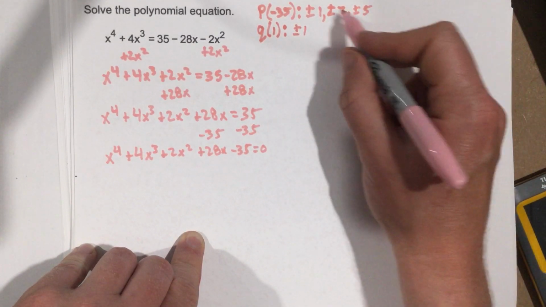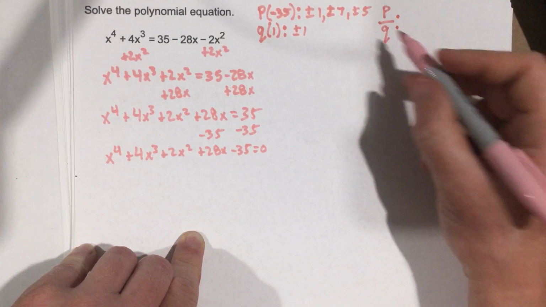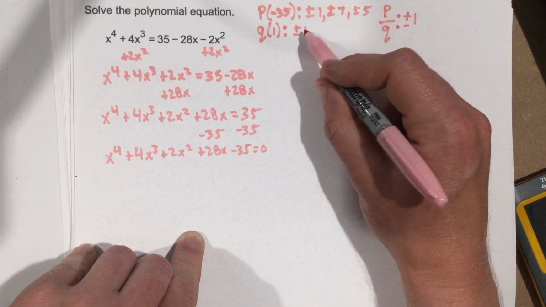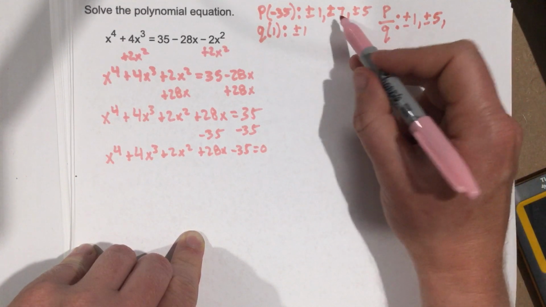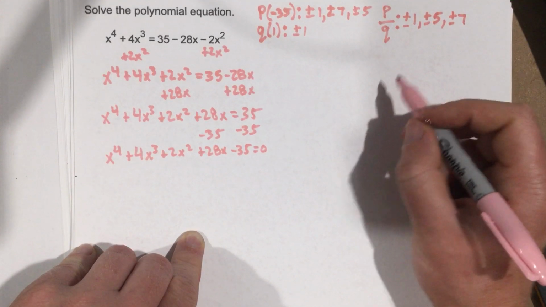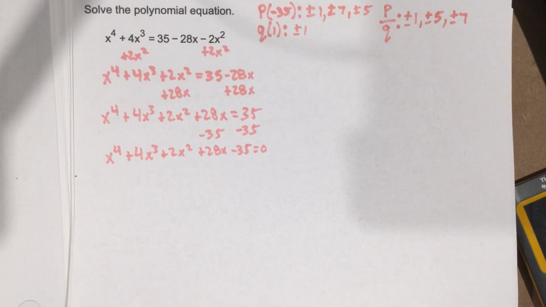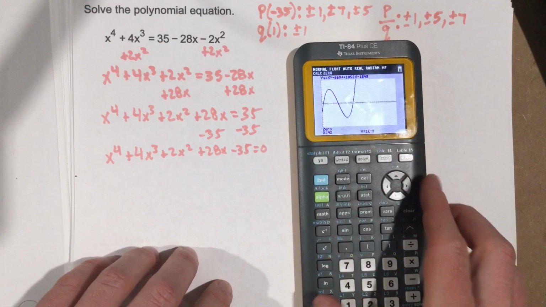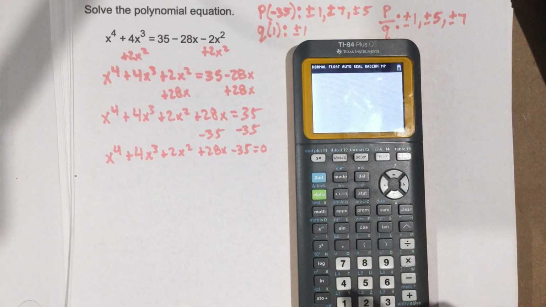So then we need to figure out all the different combinations of P over Q. So P over Q, well, that's going to be obviously 1 over 1, which is plus and minus 1. 5 over 1, which is plus and minus 5. And 7 over 1, which is plus and minus 7. So what I'm going to do is start taking these numbers and plugging them into this equation here. Use your calculator to do this, and we're going to find some zeros here. Obviously, these are the real zeros, so we're hoping that there are some real zeros.